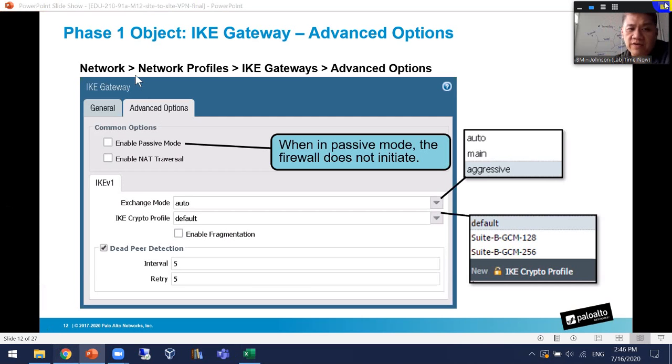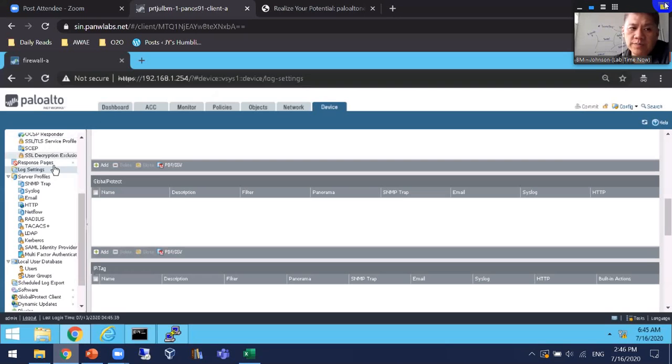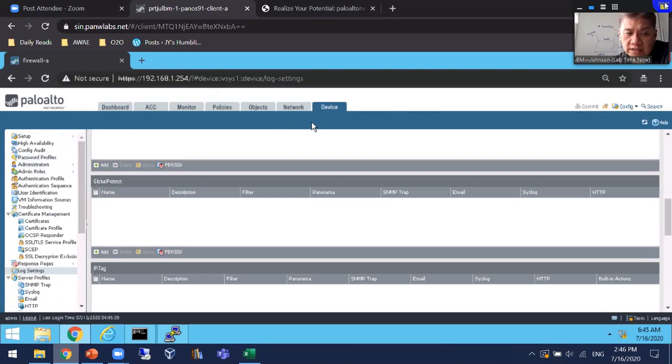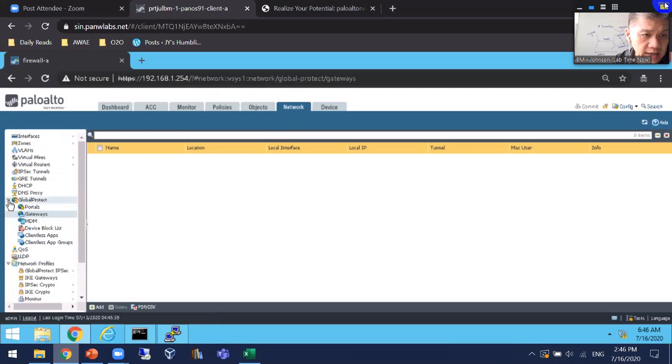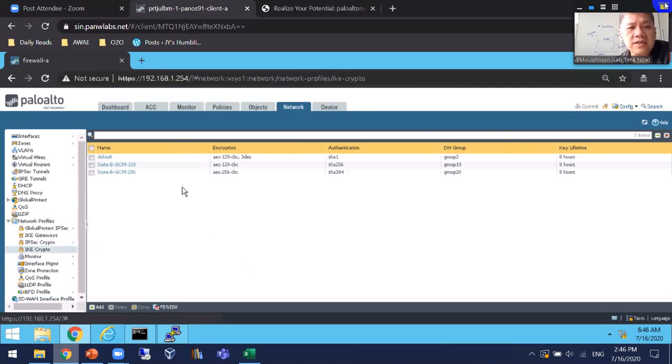So if we are at the firewall, where is your crypto profile? I think the IKE crypto is under Network. Okay, IKE, yeah. So I am going to the IKE crypto here first. This is the suites that are available.